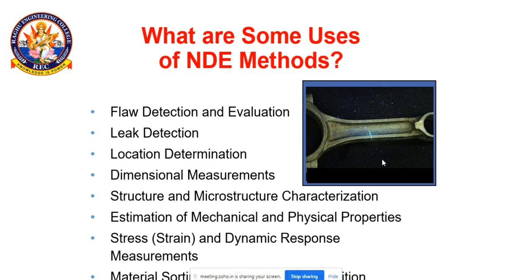And the next one is the estimation of mechanical and physical properties. Generally, to find out the mechanical and physical properties, we use the UTM, universal testing machine, and the Izod charpy test to find out the impact strength. To find out the strength we use the universal testing machine, and to find out the hardness we use hardness testing machines. But with the help of NDE methods we can also find out the mechanical and physical properties.